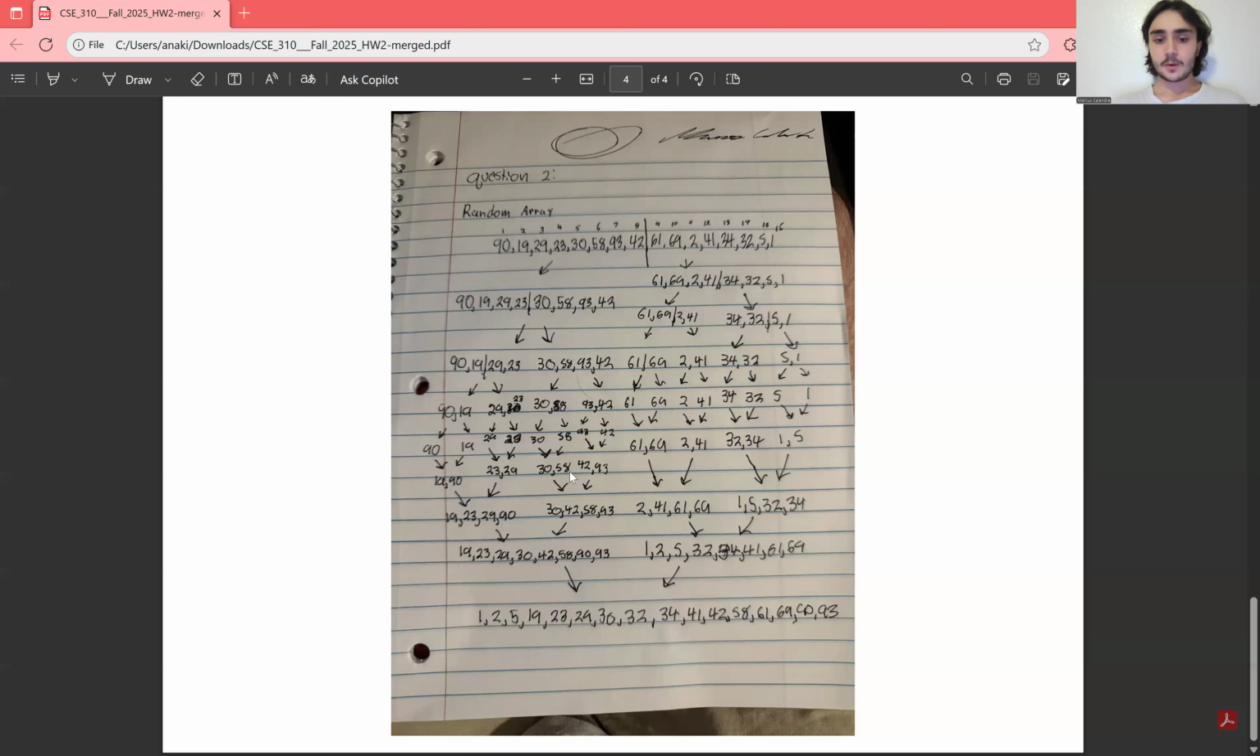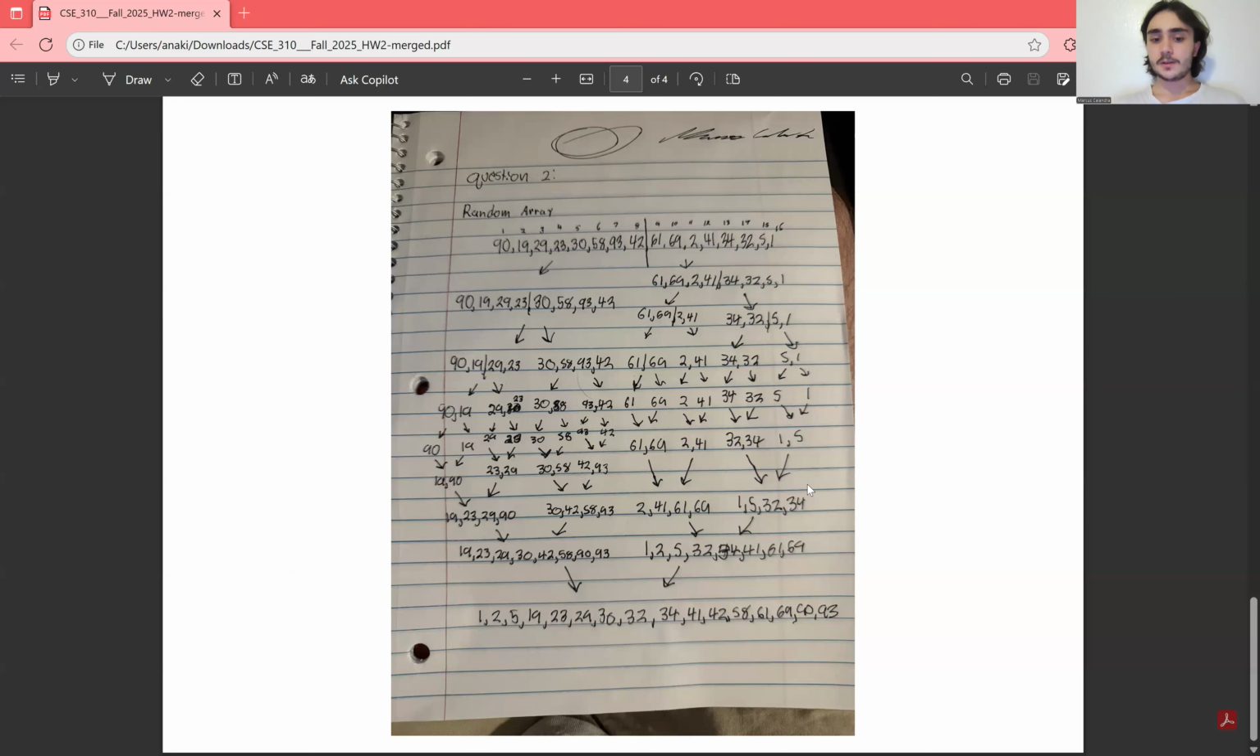And then again, you see the other one. So it's 30 and 58 and then 42 and 93. Is 30 bigger than 42? No. So 30. Is 58 bigger than 42? It is. So then we get 42 and then 58, because 93 is of course bigger than 58. Then we go across and find that we now have four-length arrays.